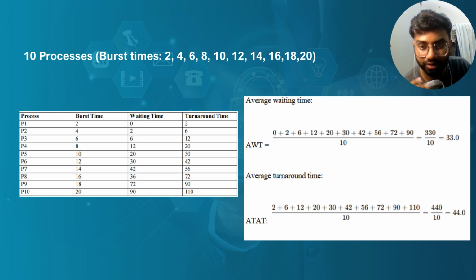Same as before, for 10 processes, the burst time is 2 until 20. Summing them all together gives 330, and dividing by the 10 processes gives 33. For the average turnaround time, we sum the turnaround times, 2 until 110, to get 440, and divide by the 10 processes to get 44. This proves that the answer is the same as the simulation results shown at the bottom of the code, which means our calculation is exactly correct to the simulation result also.